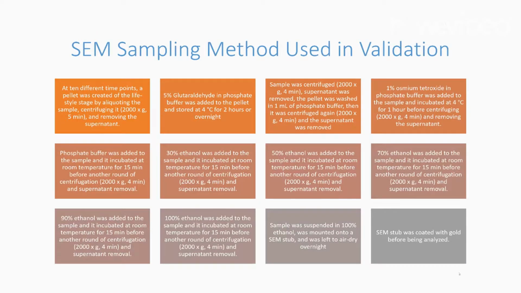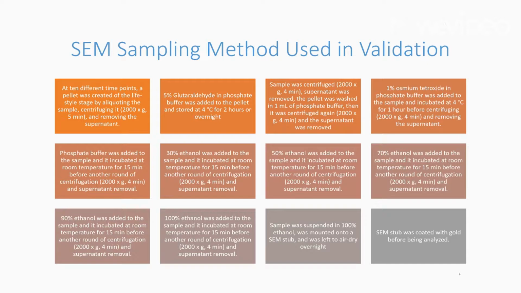The way that they used the SEM to analyze their sample is to first take 10 different time points of growth stages of the Cryptosporidium parasite and create a pellet of that life cycle stage using centrifugation steps. They alternate centrifugation steps with adding phosphate buffer for the first few steps. And then the dehydration process starts with the addition of a 1% osmium tetroxide solution that was allowed to incubate, and then the supernatant was removed.